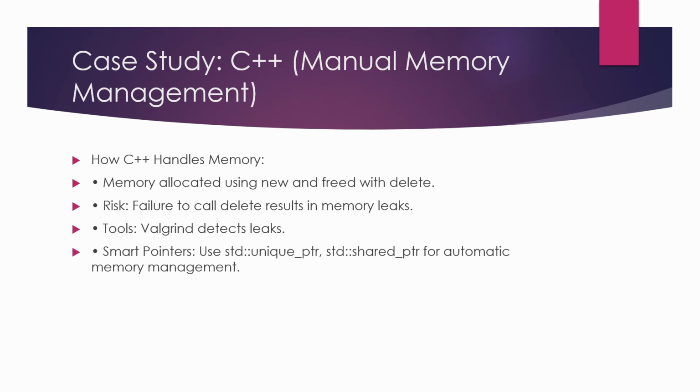Let's now look at C++, which uses manual memory management. Memory is allocated using new and freed with delete. However, if we forget to call delete, the allocated memory will not be released, resulting in a memory leak. Tools like Valgrind can detect these leaks. Using smart pointers like std::unique_ptr or std::shared_ptr is a safer approach as they automatically manage memory.